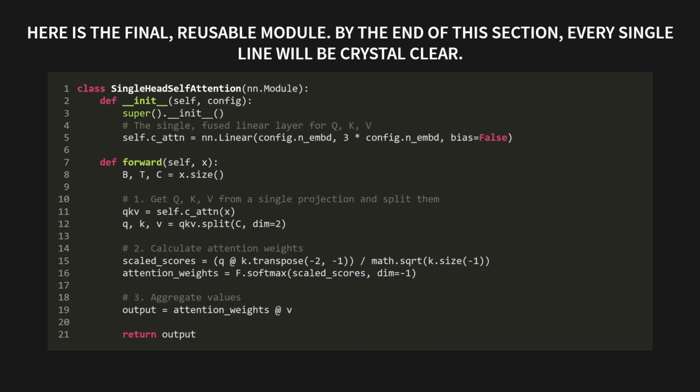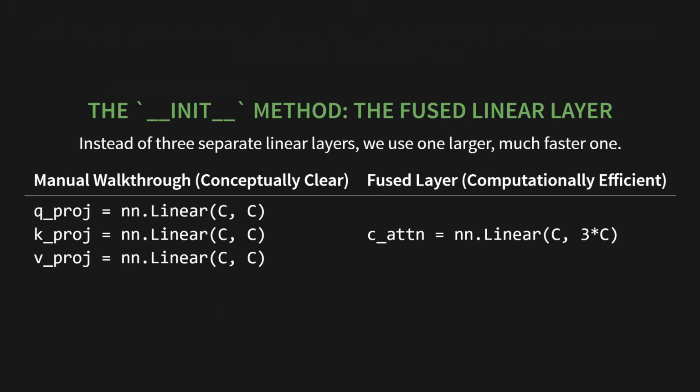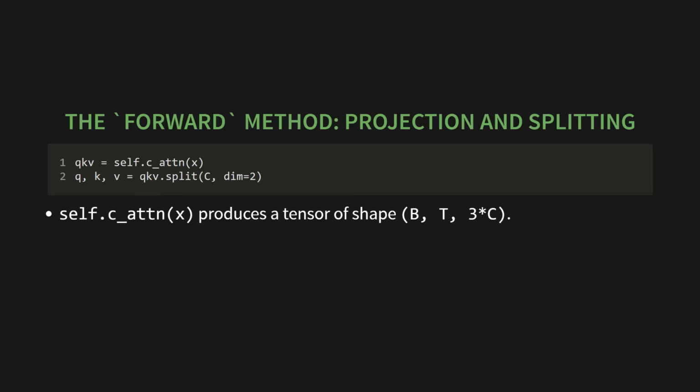Let's look at the __init__ method, the fused linear layer. Instead of 3 separate linear layers, we use one larger, much faster one. The manual walkthrough on the left is conceptually clear, but the fused layer on the right is computationally efficient. We define a single layer, c_attn, that goes from our embedding dimension to 3 times the embedding dimension. Now, the forward method. Projection and splitting. First, we get qkv equals self.c_attn of x.